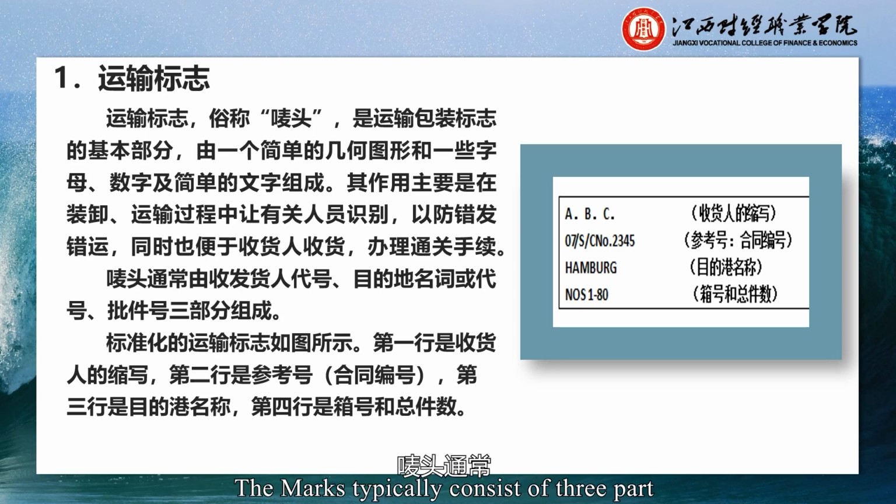The marks typically consist of 3 parts: sender and receiver code, destination name words or code name, approval number. The standardized shipping mark is shown in the figure. The first line is the abbreviation of the consignee. The second line is the reference number, contract number. The third line is the destination port name, and the fourth line is the box number and the total number of items.